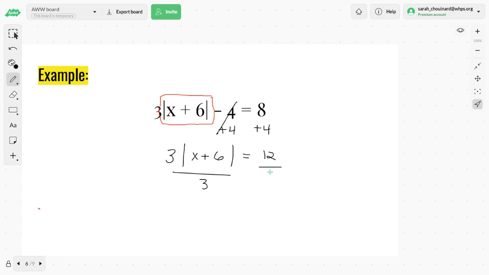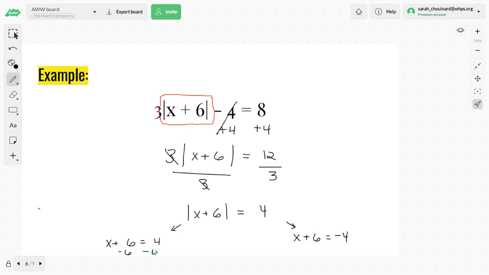So to isolate the absolute value, I'm going to divide by 3. Now we have x plus 6 isolated equals 4. Once the absolute value is isolated, that's when you can make your two equations. So either x plus 6 is positive 4 or x plus 6 equals negative 4.